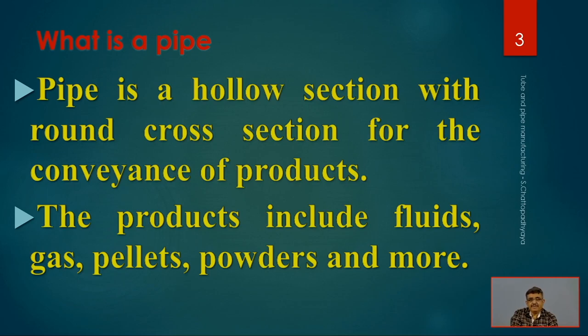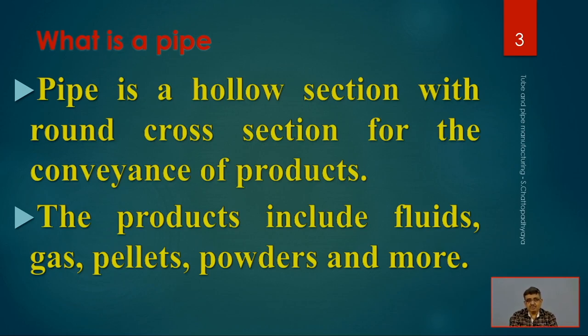The definition of a pipe is a hollow section with round cross section for the conveyance of the product. This round keyword is there. Pipe means round cross section. And the main activity is conveyance of the product. It can be water, it can be any other kind of fluid, it can be gas or any other material for household activities and also for industrial activities for feeding all those things. And once we have the pipeline and can have the network for the conveyance, it is very, very easy. It is a cakewalk to supply those materials.